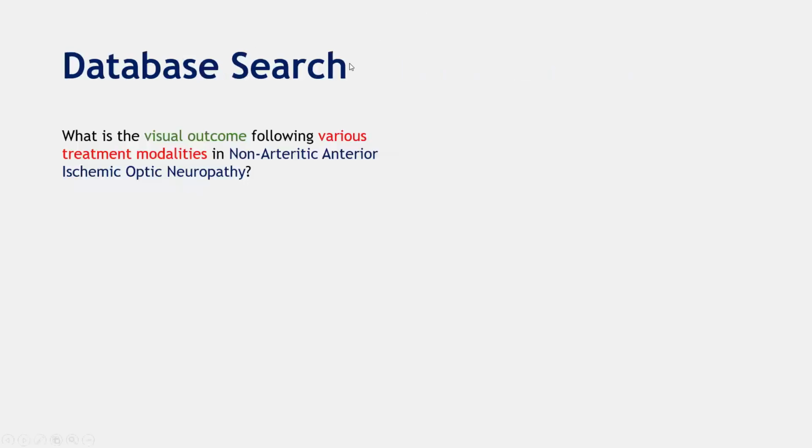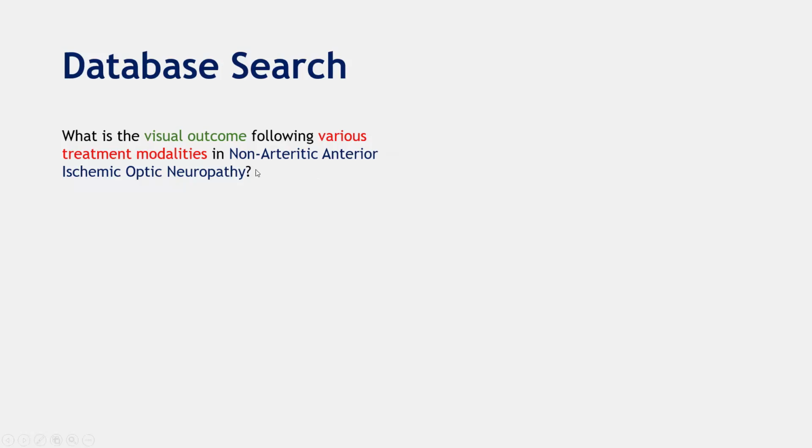So let us take an example here of non-arteritic anterior ischemic optic neuropathy. You want to write a review article on what are the visual outcomes following various treatment modalities. Now, as we know, non-arteritic AION does not have a fixed treatment plan. Some people give dexamethasone, some people give IVMP, some people just observe, some with just aspirin or vitamins. So there are various treatment modalities which have been described, and we want to see what is the visual outcome in each of these groups.